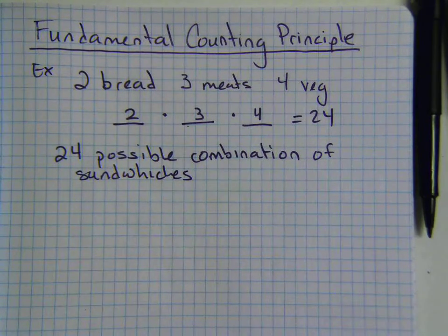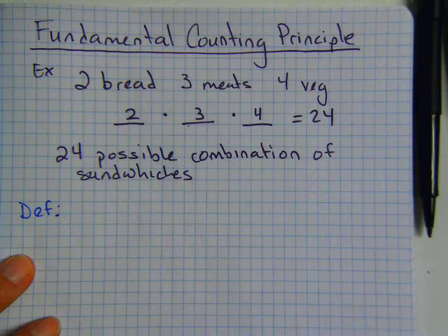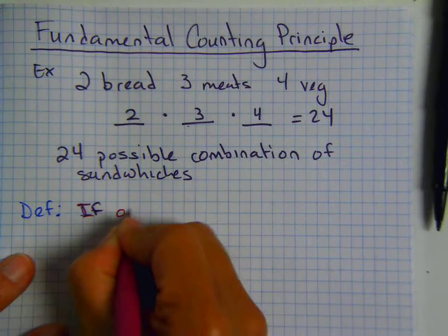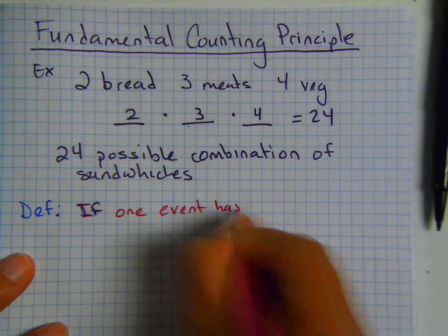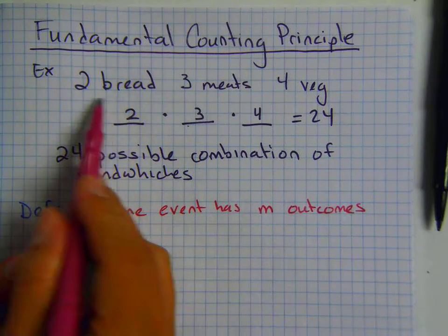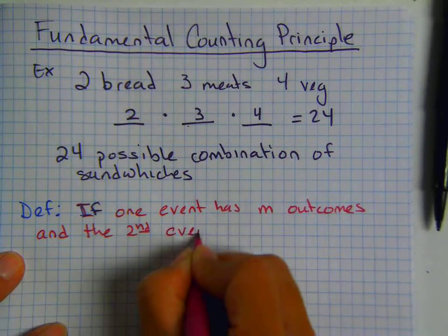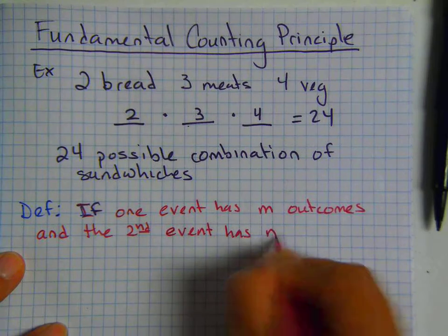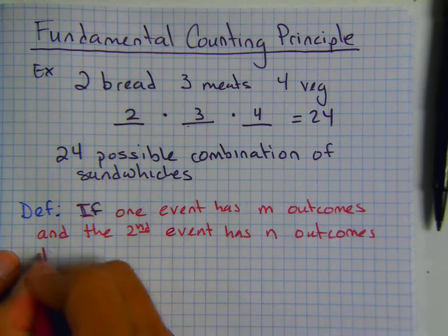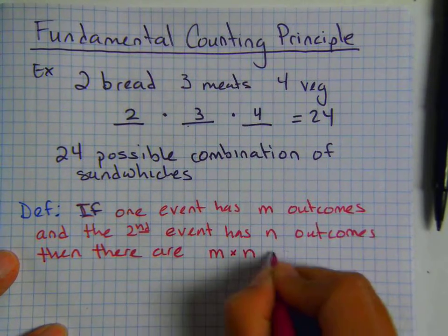Now, to formalize that, let's go ahead and put a definition down because that's always good to have. So if one event has m outcomes, so in this case, for example, m outcomes being 2 outcomes, and the second event has n outcomes, so let's say 3 meats, that would be my n outcomes. And there are a total of m times n outcomes.